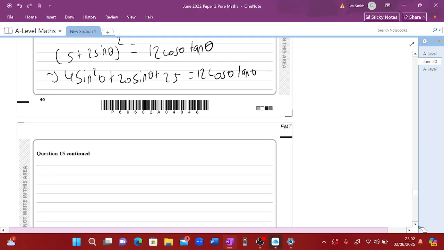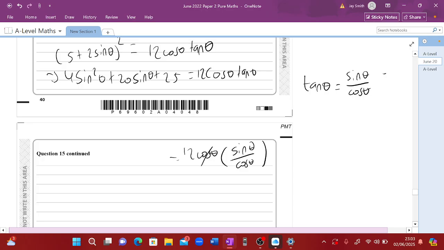It's a bit messy here. Cos theta, tan theta. I've not really got much I can do here. But I noticed there's a cos theta, tan theta, and this identity staring at me. Tan theta, you should remember, is sine theta over cos theta. So that means this right hand side is going to be 12 cos theta times by sine over cos, right? Now what I notice is the cos will cancel, so then I'm left with 12 sine theta. So therefore, 4 sine squared theta add 20 sine theta add 25 is going to be 12 sine theta.